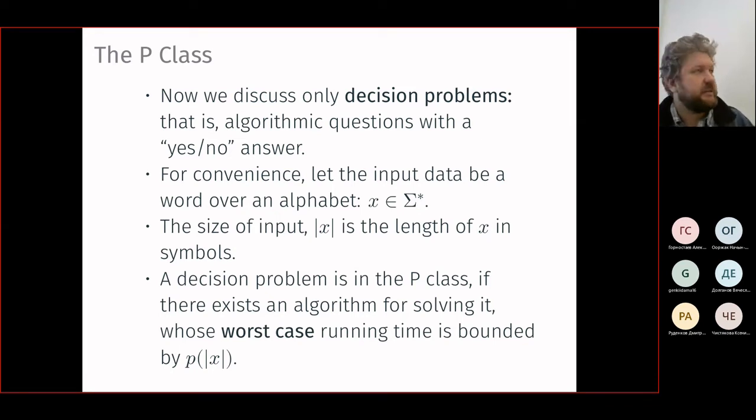So what is worst case running time? For each x, the running time should be bounded by this polynomial. It means that on some data the algorithm could run faster, on some it could run slower, but always it should be bounded. So even the worst case should be bounded by a polynomial. P is an arbitrary polynomial which depends only on the problem. It does not depend on the input, of course. So its argument is the length of the input, but the degree of the polynomial is fixed. And we are talking about quadratic algorithms, cubic algorithms, etc.